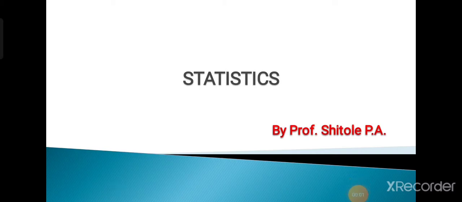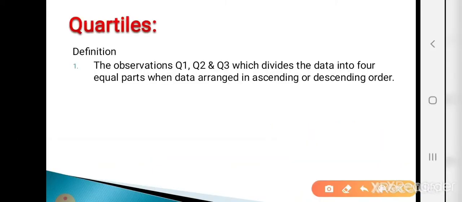Hello everyone. Today we are going to learn the next measure of central tendency, named quartiles. First of all, we see the definition of quartiles. Q1, Q2, Q3 divide the data into four equal parts when data is arranged in ascending or descending order.